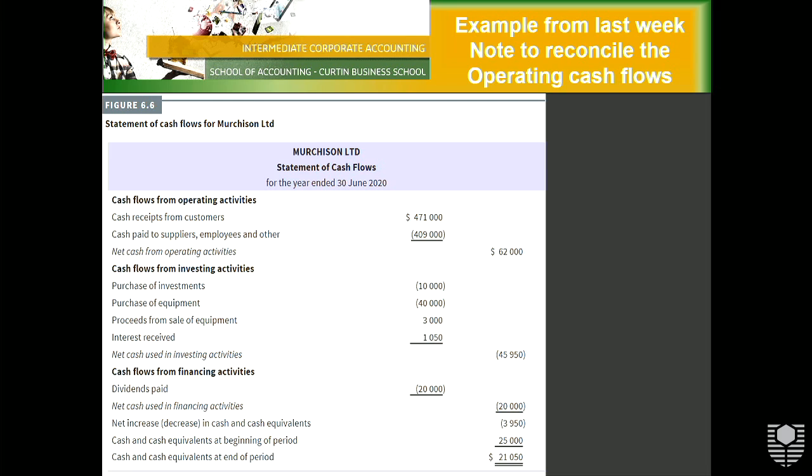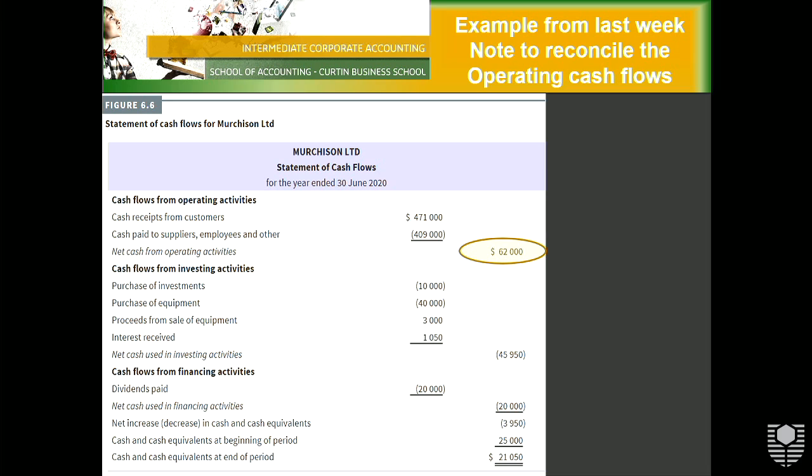Okay, so we've got our statement of cash flow over the page. On your page 2, you've got that full statement of cash flows. We did that last week. We went through that and worked out the operating, investing and financing activities. So now we're going to do the note. What we're going to reconcile is that 62,000, the net cash from operating activities.